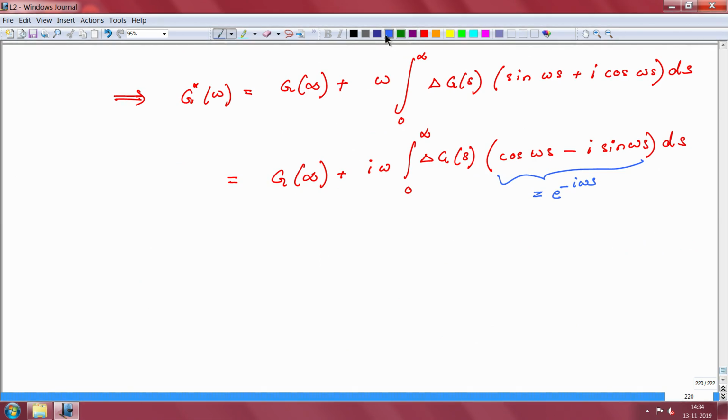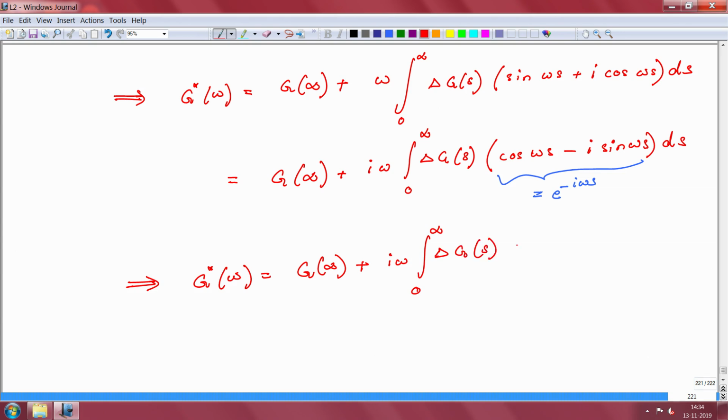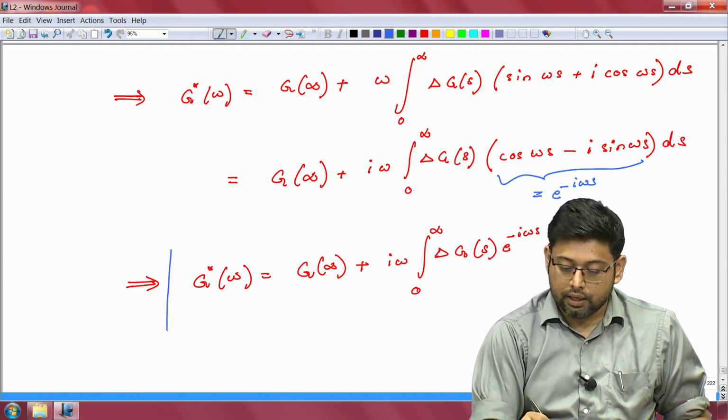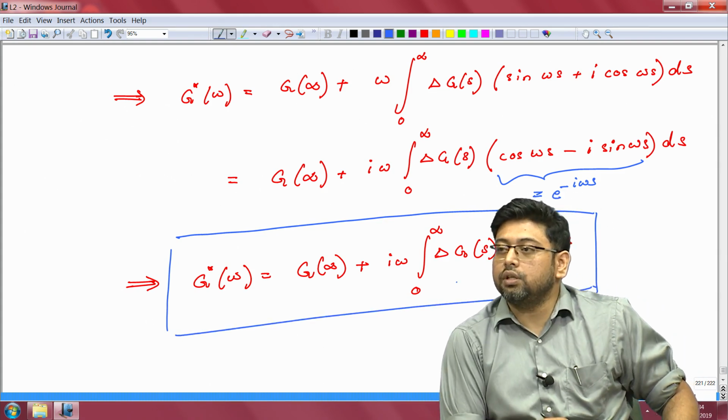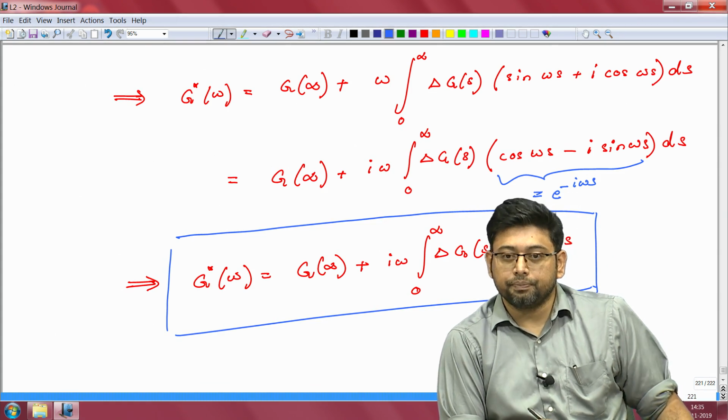So, this implies that G star of omega equals G infinity plus i omega times the integral of delta G(s) e to the power minus i omega s ds. See, this is giving an important equation right here, because it is tying your complex modulus with the response that you have determined before, right.